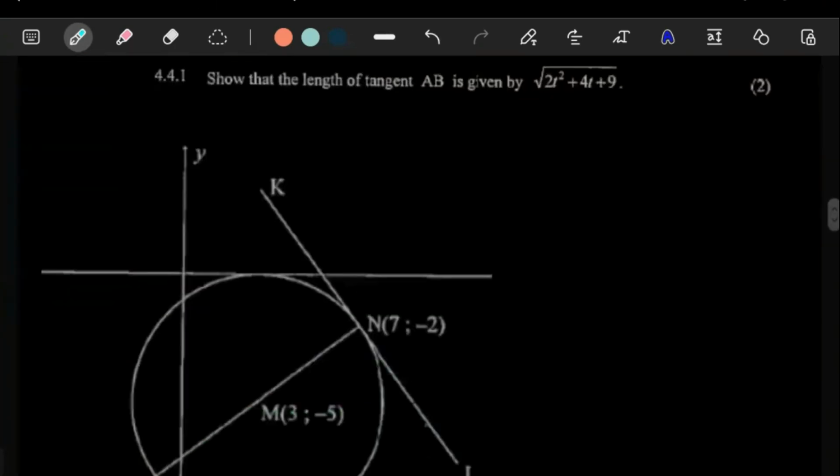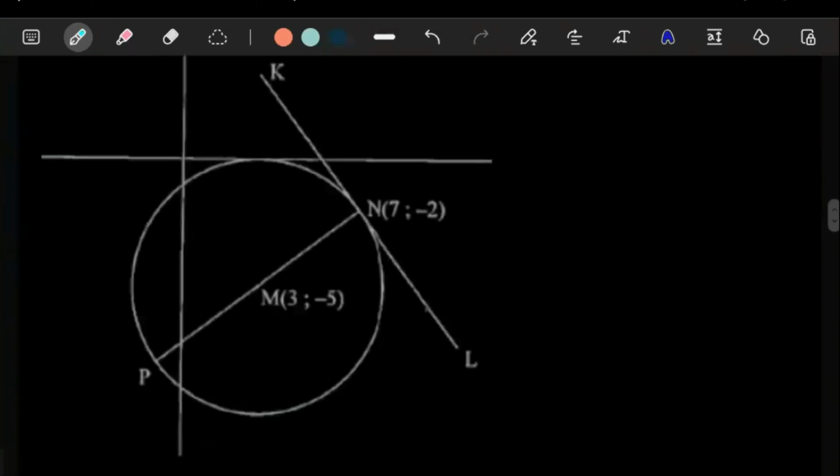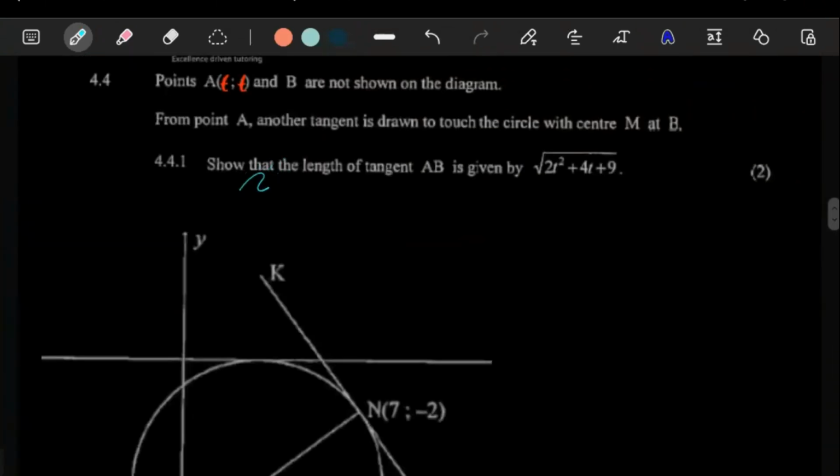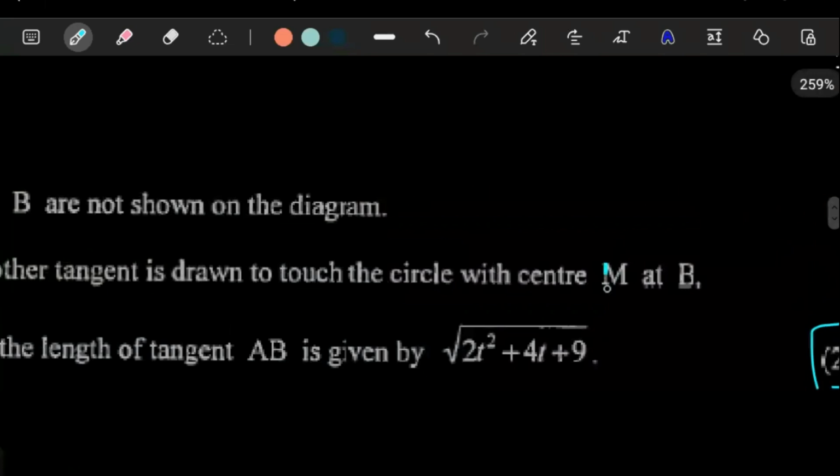But they said point A and B are not on the sketch. Yes, they said from point A, another tangent is drawn to touch the circle with M at B. Show that the length of the tangent AB is given by this equation. So one thing we want to take into consideration is that they said this is a point A, this is a point B. From point A, another tangent is drawn to touch this circle with center M.